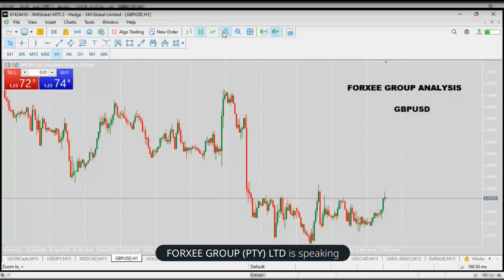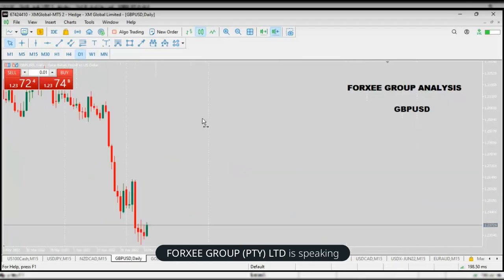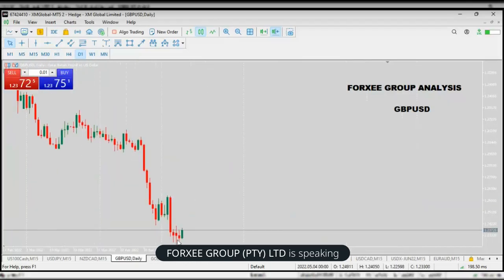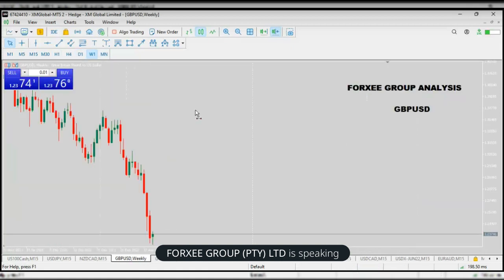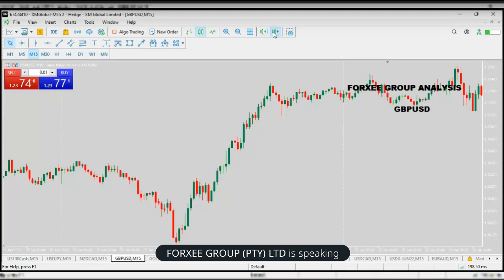This is pound. Based on NFP, pound was very, very weak, and we experienced that, seeing it continue to go lower. According to the weekly time frame, we're still bearish. But now let's focus. Let's come back here.